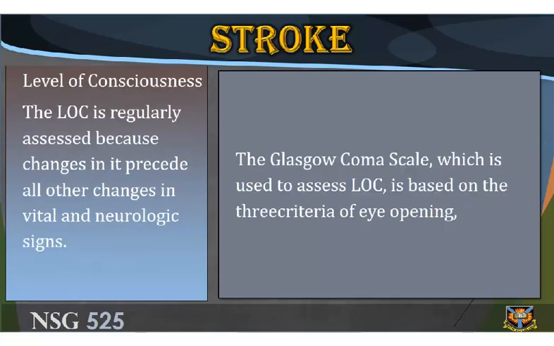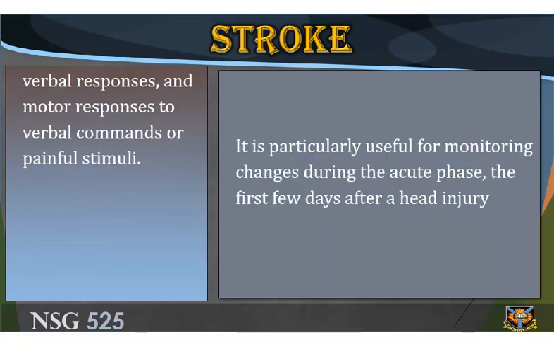Level of consciousness. The LOC is regularly assessed because changes in it precede all other changes in vital and neurologic signs. The Glasgow Coma Scale, which is used to assess LOC, is based on the criteria of eye opening, verbal responses, and motor responses to verbal commands or painful stimuli. It is particularly useful for monitoring changes during the acute phase, the first few days after a head injury. It does not take the place of an in-depth neurologic assessment. Rather, it is used to monitor the patient's motor, verbal, and eye-opening responses.